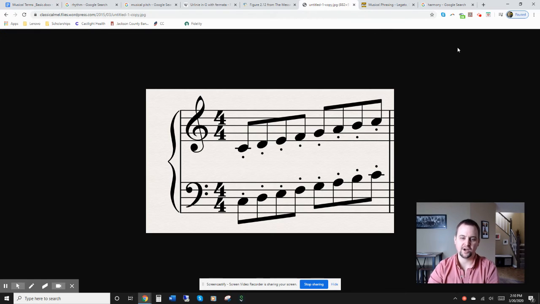They're short and separated, and it looks like this. It's a dot beneath or a dot above the note. So if the stem is going upward, the dot will be below, and opposite, if the stem is going down, the dot will be above. If the dot is to the right of the note, that's a different thing entirely, which we'll get to later, but that is staccato.